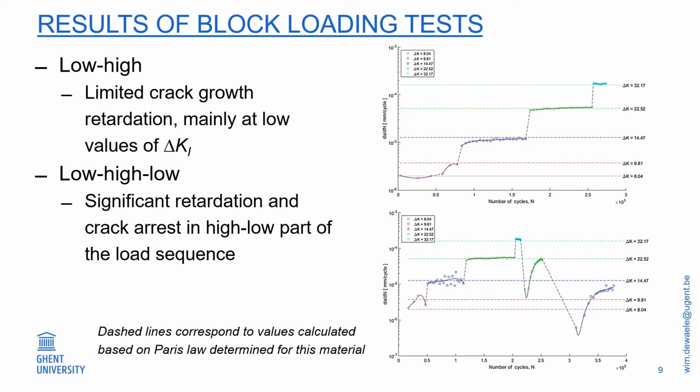At the next transition, there is again a very significant drop. The straight line indicates that we lack some data in between, but you see a very significant decrease in crack growth rate, which starts to increase again, but it never reaches the expected value. And when we then dropped from 14.47 to 9.81, the crack stopped growing. So there was even crack arrest at these types of transitions.